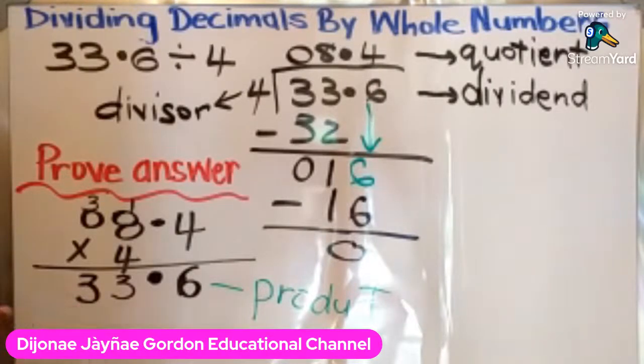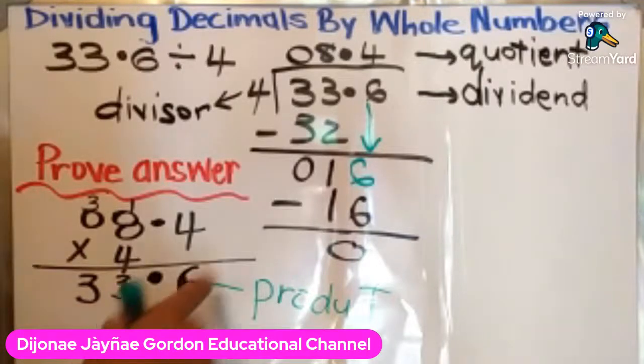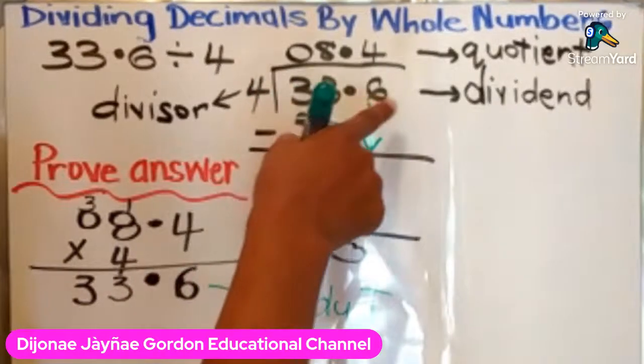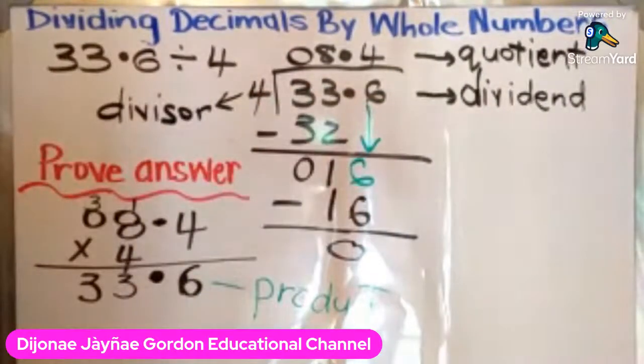So let's see if our answer is correct. So 33.6 is the same thing as 33.6 in our dividend. So this is telling us that our answer, which is the same thing as your quotient, 8.4, is correct. So take a look at it before I erase it.